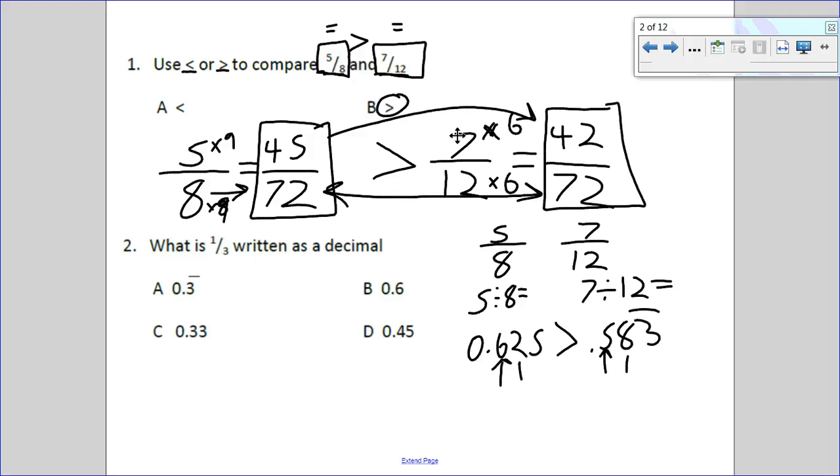Okay, so number 2. What is 1/3 written as a decimal? Well, we've already gone over how to convert these to a decimal. I encourage you to watch about the first 10 to 15 minutes of this video. So we have 1/3. Well, 1 divided by 3. That's how we do that. So we just divide the top number, or the numerator, divided by the bottom number, or the denominator.